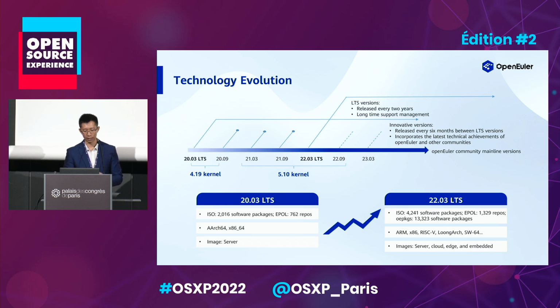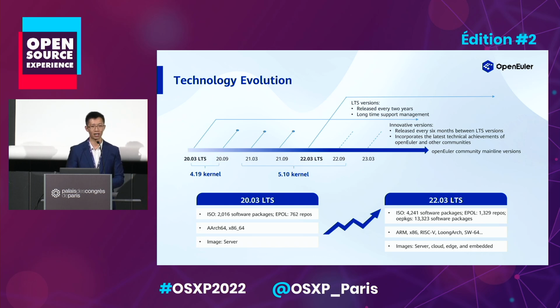And we also have another innovative version. It's released every 6 months. In these innovative versions, we publish a lot of new and fancy technologies, and the life cycle is only 6 months. So a lot of enterprises choose the long-term support version as their commercial version to build their own operating system. So openEuler is not only an operating system, it's also a platform that allows our partners and enterprises to build their own operating system.